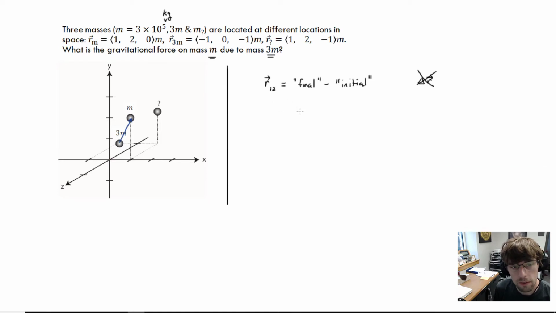So the "relative position vector", that's why I put the quotes in. Rather, you should think of where you say the head of the arrow and the tail of the arrow. If you think of it in that sense, then R12 is simply the position of mass m minus the position of 3m.